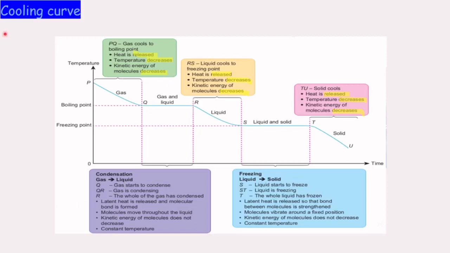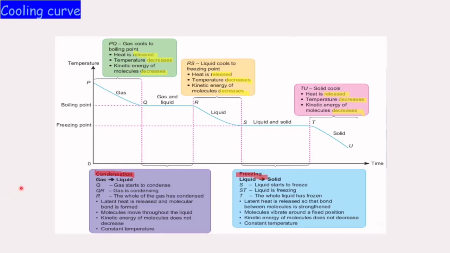The same thing: in the heating curve it can refer to melting and boiling, and in the cooling curve it can refer to condensation and freezing processes. Now look at QR. QR is a condensation process. It changes gas to liquid. At Q, gas starts to condense. During QR, gas is condensing. At R, the whole of the gas has condensed. Later heat is released and molecular bonds are formed.